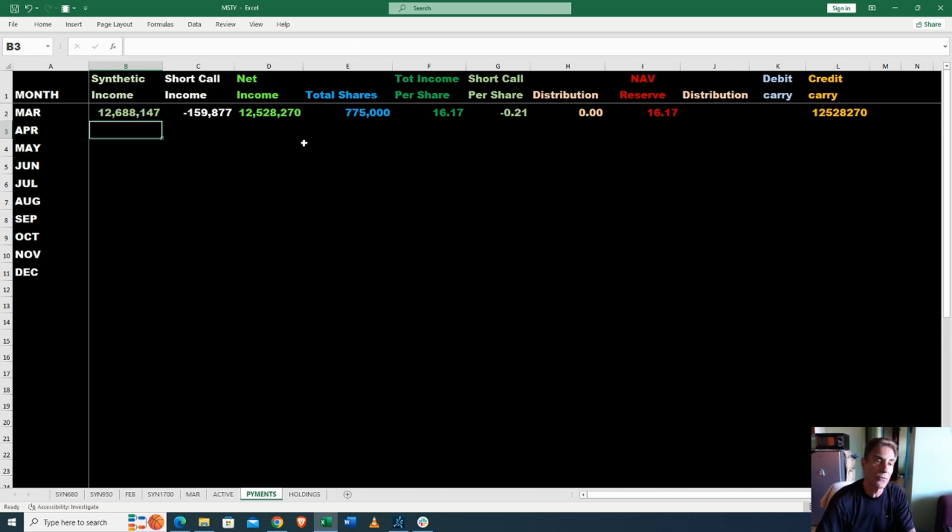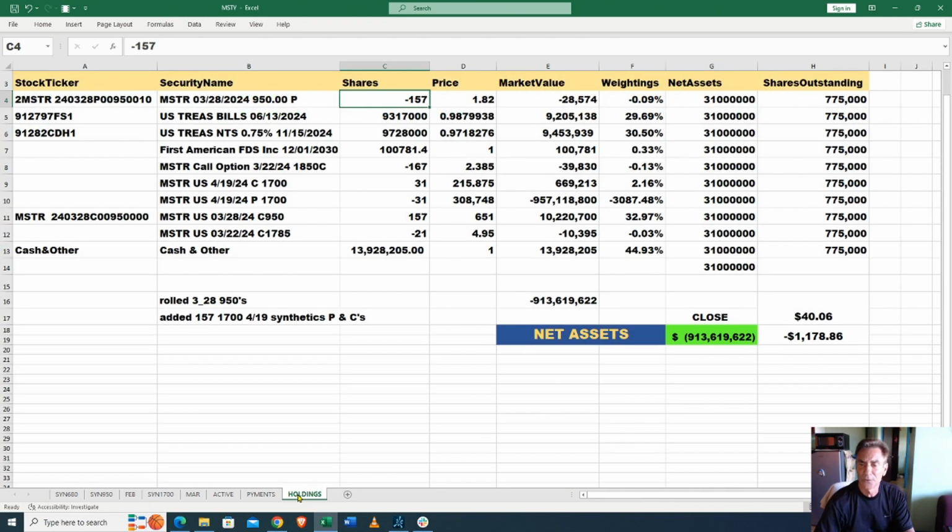Okay, guys, so great, great, great day on MSTY. You can be assured you're going to get $3. I can see how they wouldn't pay $3 on this scenario. So I don't think there's anything else. I played around with the net asset values. I made a note here to myself. They rolled 328 950s because they didn't put the price. And they added 157, which is how many of these they closed out at the 1700 April 19th, putting calls or a way of saying long stock synthetic.